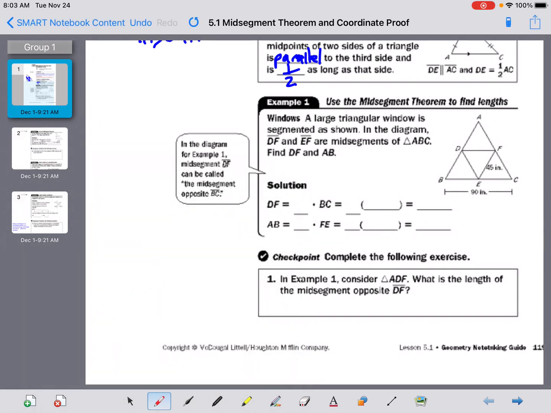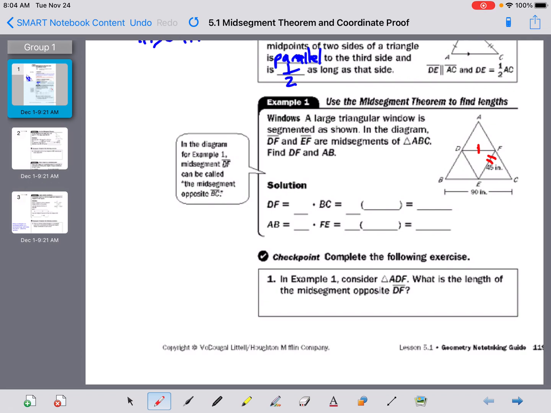Here I have large triangular windows because I'm sure most of you have a triangular window somewhere in your house, right? Seems like such a natural design in a house. So we have large triangular windows segmented as shown. In the diagram DF, which is this line right here, and EF over here are midsegments, okay? And they want us to find the length of DF and the length of AB.